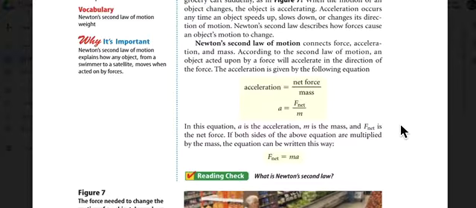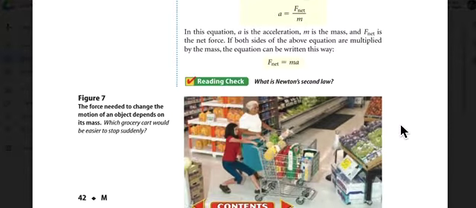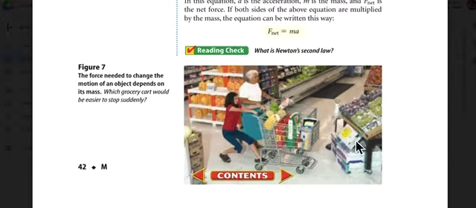If both sides of the above equation are multiplied by the mass, then the equation can be written this way, which is what we'll do. Force equals mass times acceleration. What is Newton's second law? Force equals mass times acceleration. Or if we look at the grocery cart here, you have the lady with the less full and the young lady with the more full grocery cart. So the more mass an object has, the more force it takes to change its acceleration.